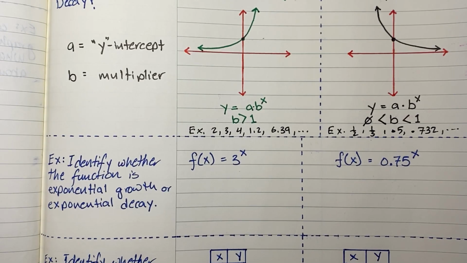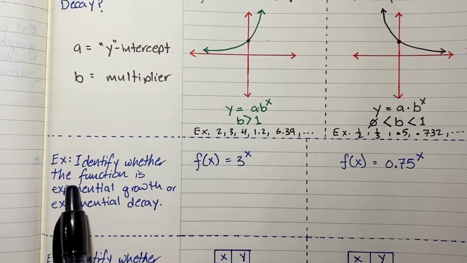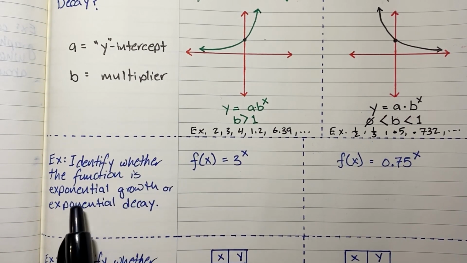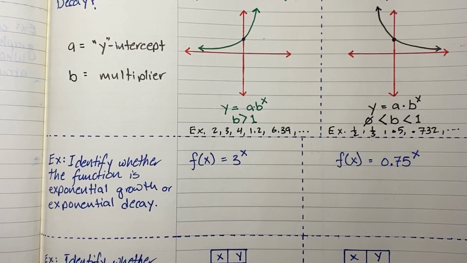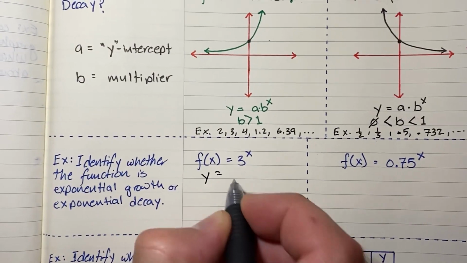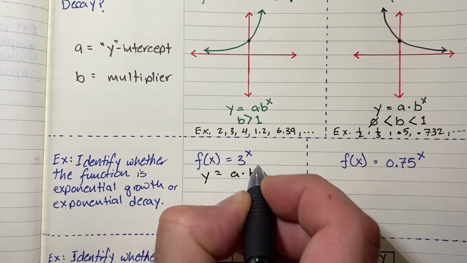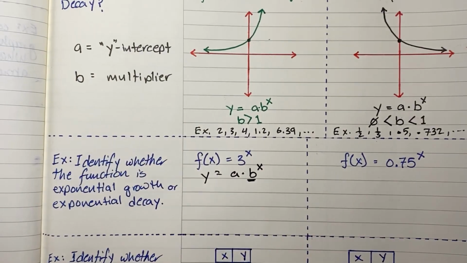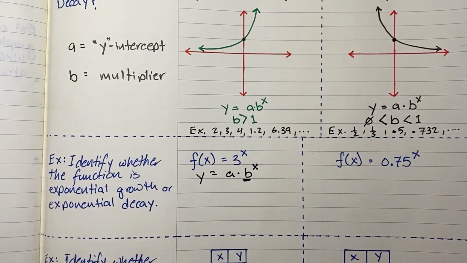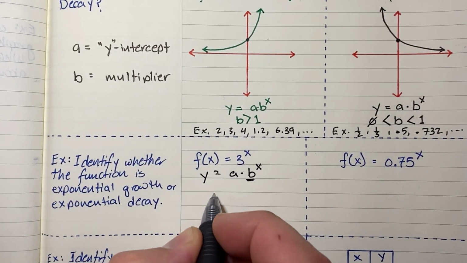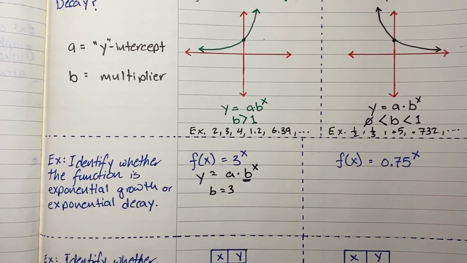So let's jump into this specific example. It says, identify whether the function is exponential growth or exponential decay. So what would we need to look at over here? It would help you to remember what the parent function of an exponential looks like: y equals a times b to the x power. So I know my b is going to be the value that has the x raised as an exponent to it. Let's look at our b. What's our b equal to in this situation? Well, b is equal to 3.